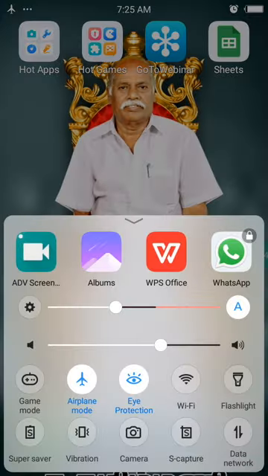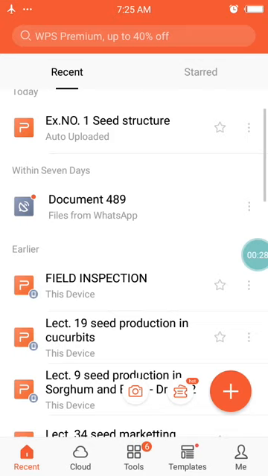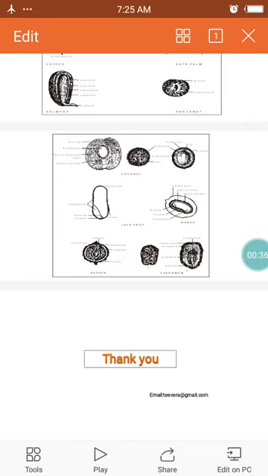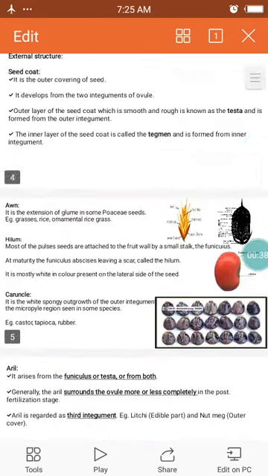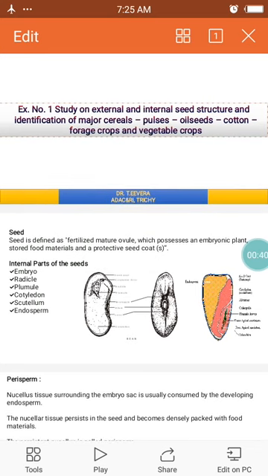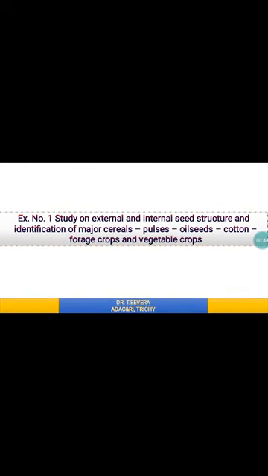Today we are going to discuss the seed structure of agriculture and horticulture crops. This will be useful for agriculture students, particularly agriculture graduates doing your SST 201 course at this time. Apart from that, for persons preparing for AU examinations, you can also expect one or two questions from seed structure.